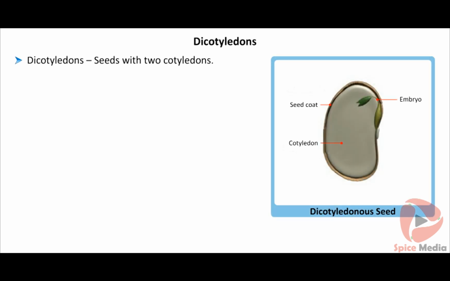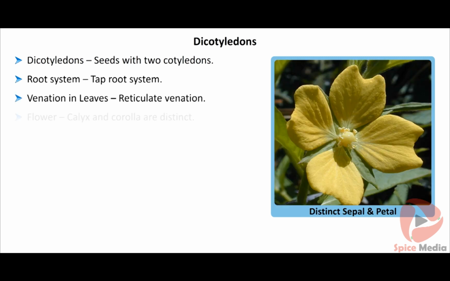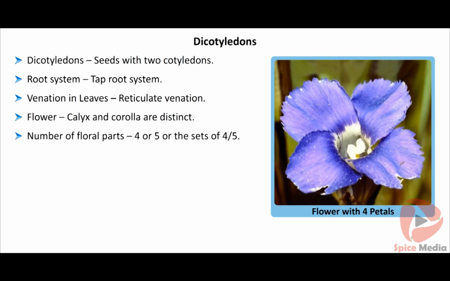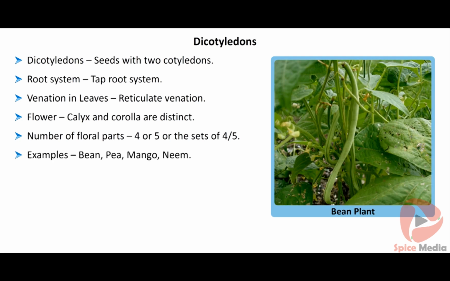Dicotyledons are the plants having 2 cotyledons in their seeds. They have a taproot system. Their leaves show reticulate venation. In the flower, calyx and corolla are very well differentiated. Floral parts are 4 to 5 or sets of 4 to 5. Examples: bean, pea, mango, neem.